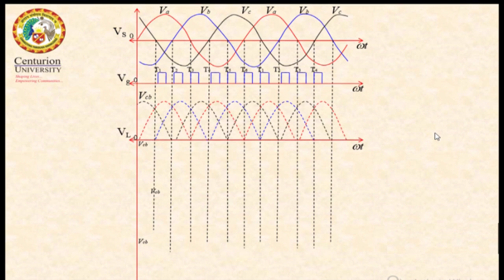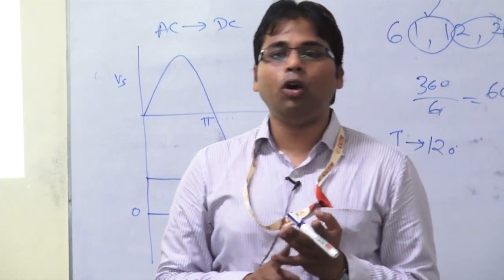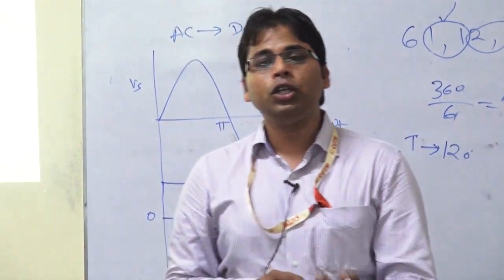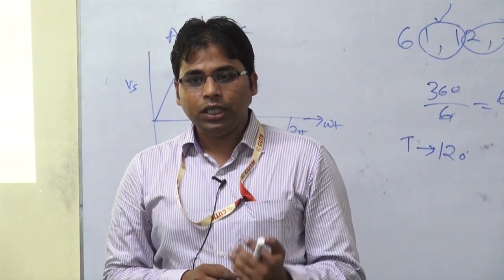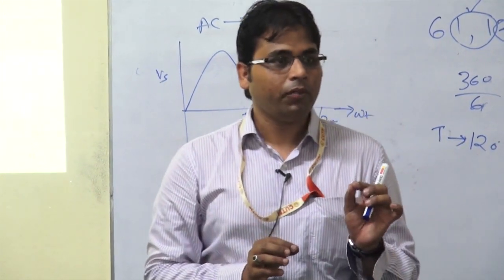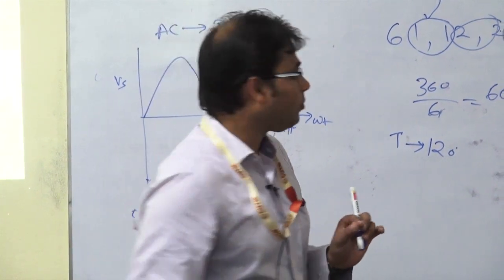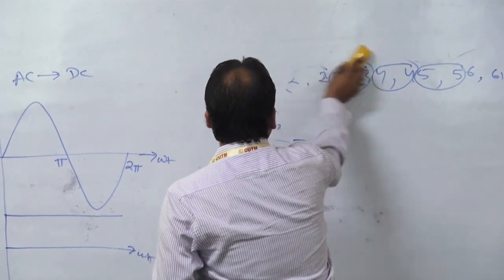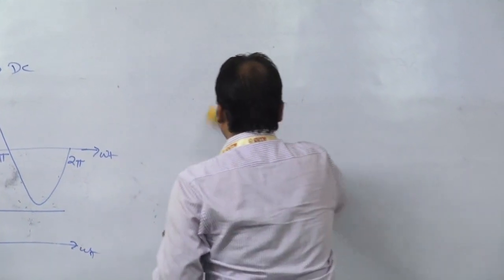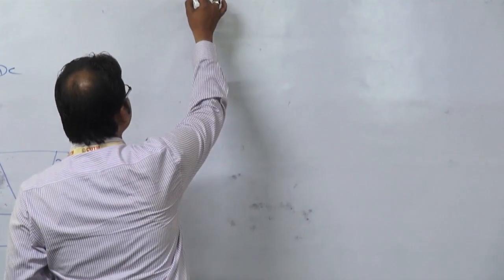Now we have to discuss one point. In case of a 3-pulse converter, your output voltage is nothing but your phase voltages. Here we have a bit of a difference. What is the difference? Let us discuss this point. For this, let us draw the circuit diagram again.